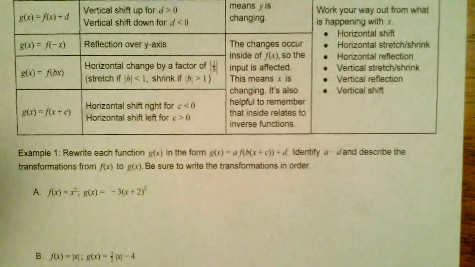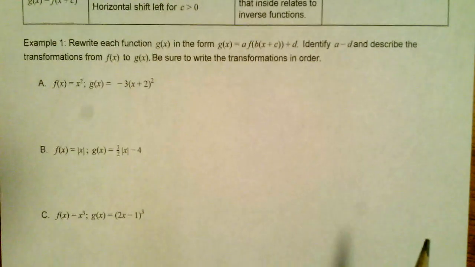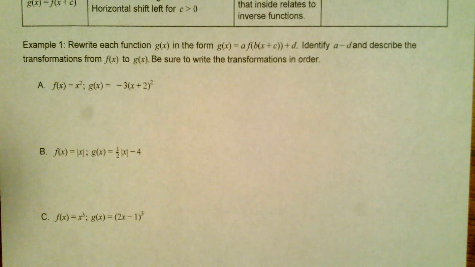So for our first example, we want to rewrite each function g of x in the form g of x equals a times f of b of the quantity x plus c plus d. Then we want to identify a through d and describe the transformations from f of x, our parent graph, to g of x, our new transformation graph. And we want to be sure to write the transformations in order.